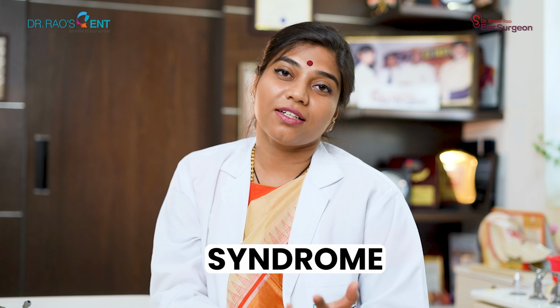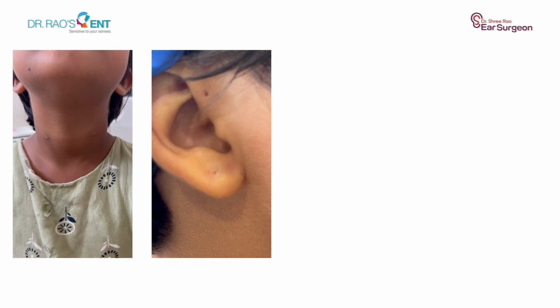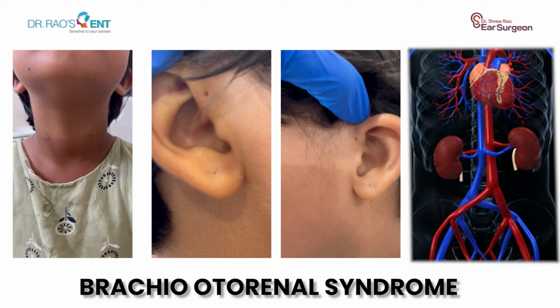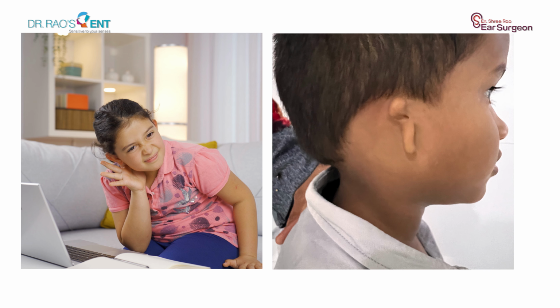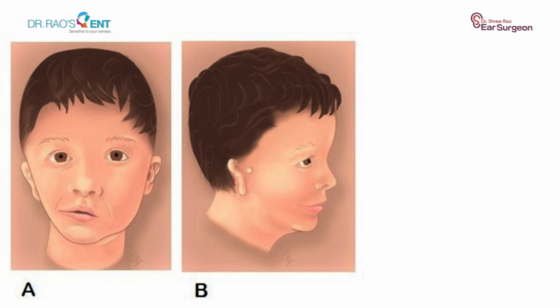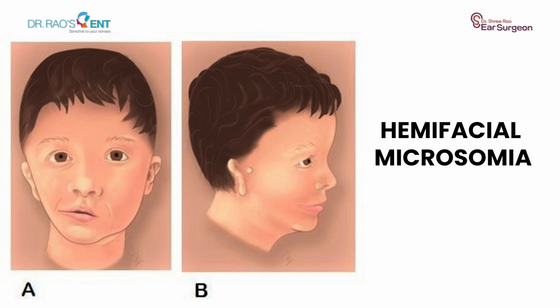If this preauricular sinus is present with any other syndromes, like they may also have branchial fistula, or sometimes they may also be associated with some kidney anomalies. Some kids also have some hearing loss, or they may also have maldevelopment of the ears. We term that as hemifacial microsomia. If they are associated with these syndromes, we usually operate everything in a single sitting.